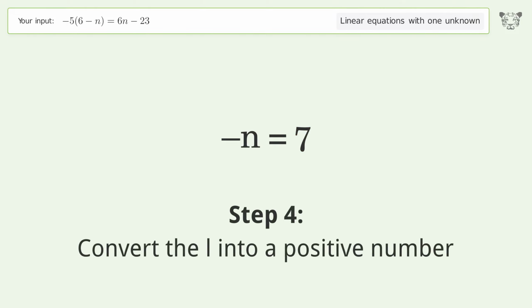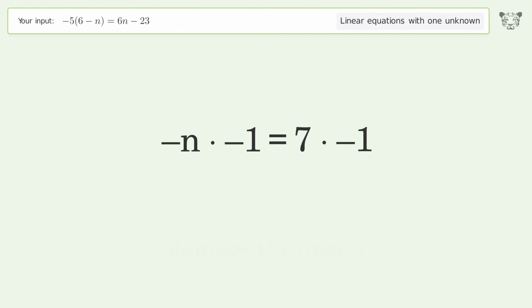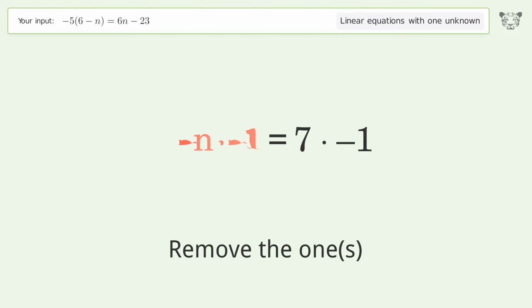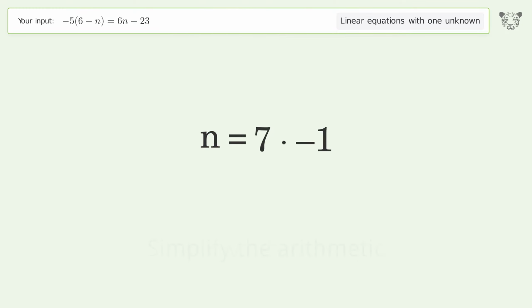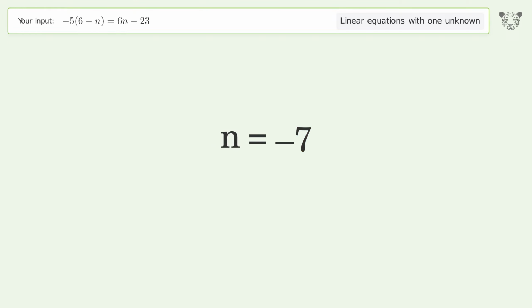Convert the L into a positive number. Multiply both sides by -1. Remove the ones. Simplify the arithmetic. And so the final result is n equals -7.